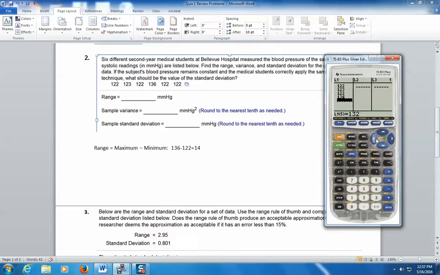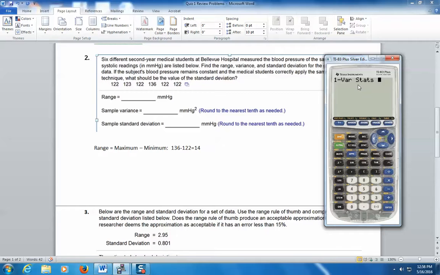Oops. Need 122, 122, and then I want to make sure I entered those in correctly. So I've got 122, 123, 136. Okay, so we're good. So once you get items in the list, I usually try to quit so I don't change my lists. Go to Stat. We want to calculate one variable statistics.